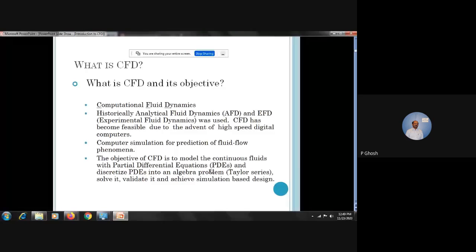CFD as such is a partial differential equation solver. You are transforming the partial differential equation into algebraic form, and the computer can solve that algebraic form in different ways, which you will see in today's lecture. Some snips also you will get, and in the consecutive lectures during the course you will also get familiarized with it.